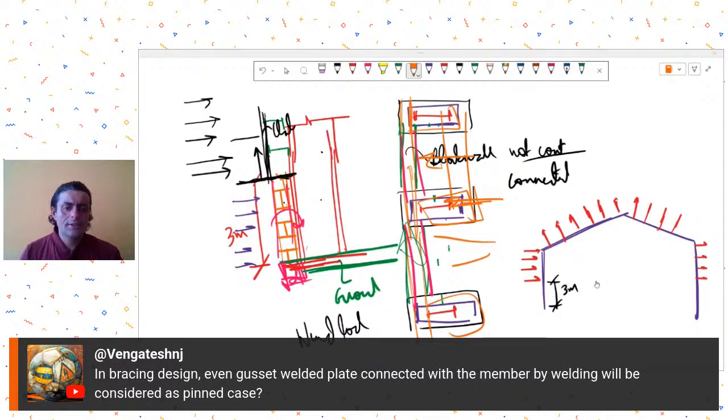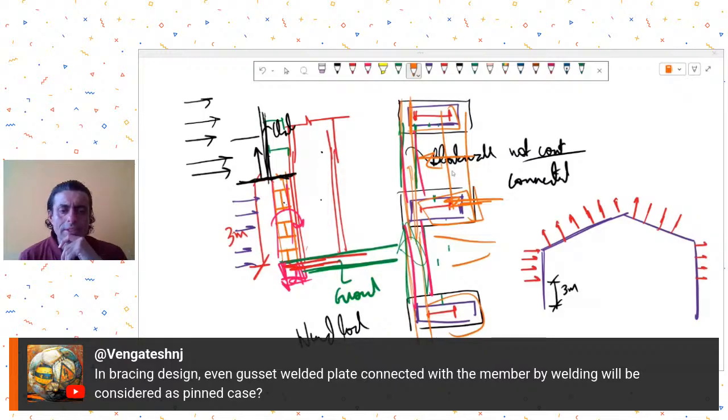Mr. Venkatesh is asking, in bracing design, even a gusset welded plate connected with the member by welding, will it be considered as a pinned case? I've not fully understood the question. In bracing design, even a gusset welded plate connected with the member by welding.